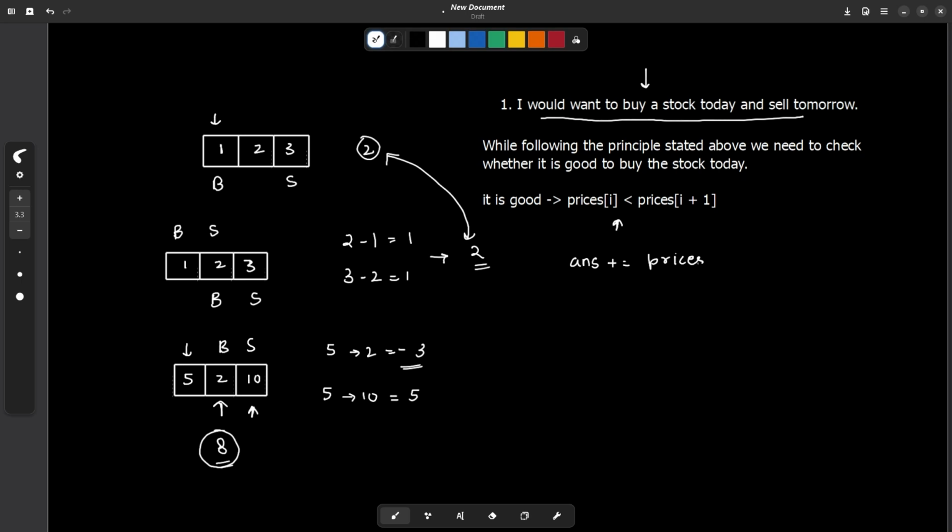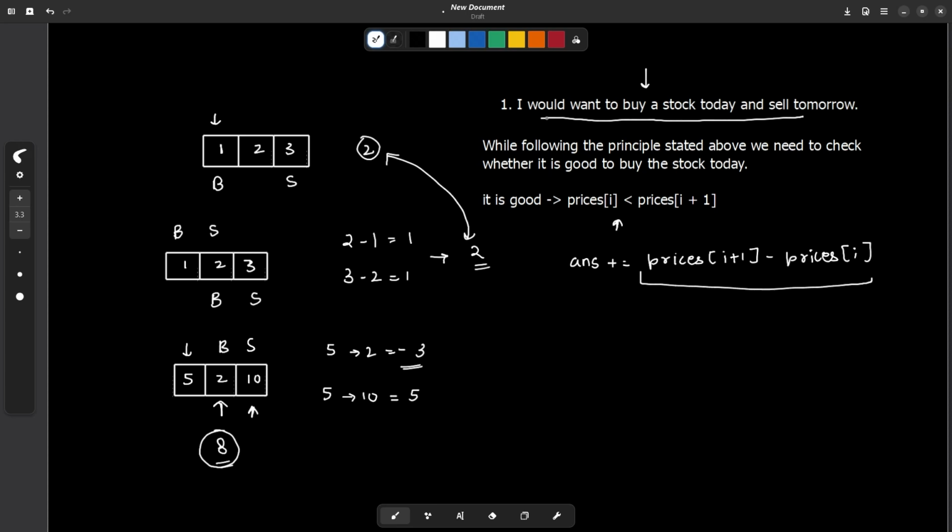So let's say we have the prices of I plus 1 and then we have the price of today, right? So this overall value will get added to our answer, because this is going to be the profit when we buy today and sell tomorrow. So this is just the overall approach of this particular problem.